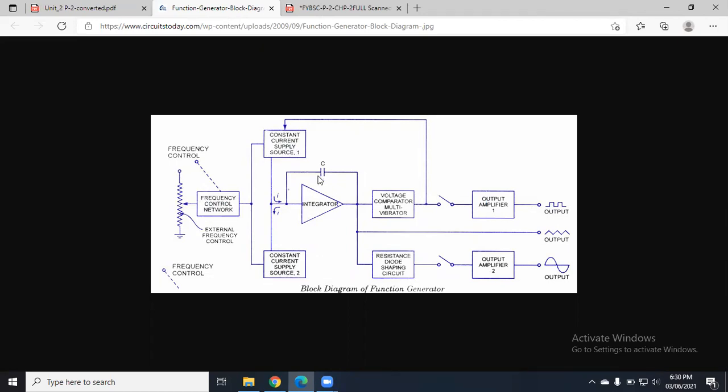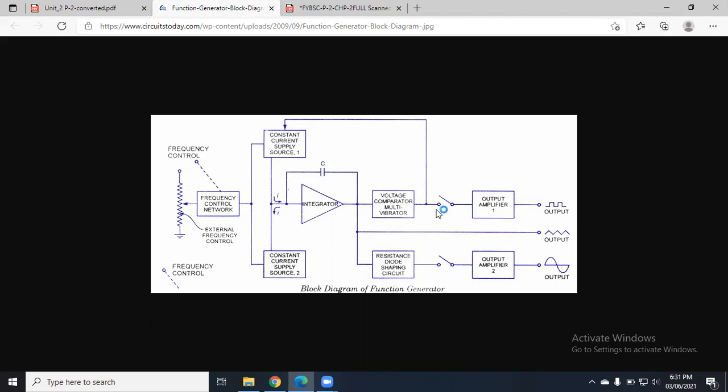If in feedback there is a resistor, then we can just call it a differentiator. But whenever there is a capacitor in feedback, we will call that circuit an integrator circuit. Correct. Now what is the role of this constant current supply source? One, it is going to provide the sufficient voltage for the rising edge of your triangular wave. Okay, so whatever signal you are going to produce with the help of the integrator, that is your triangular wave.